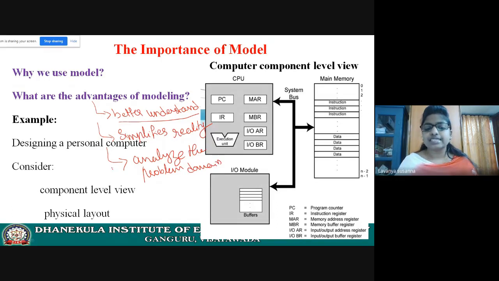And the next advantage is that you can visualize the system. Before implementing this system, you can visualize it, and you can understand the components of the system and the behavior of the components. This is the advantage of using a model.